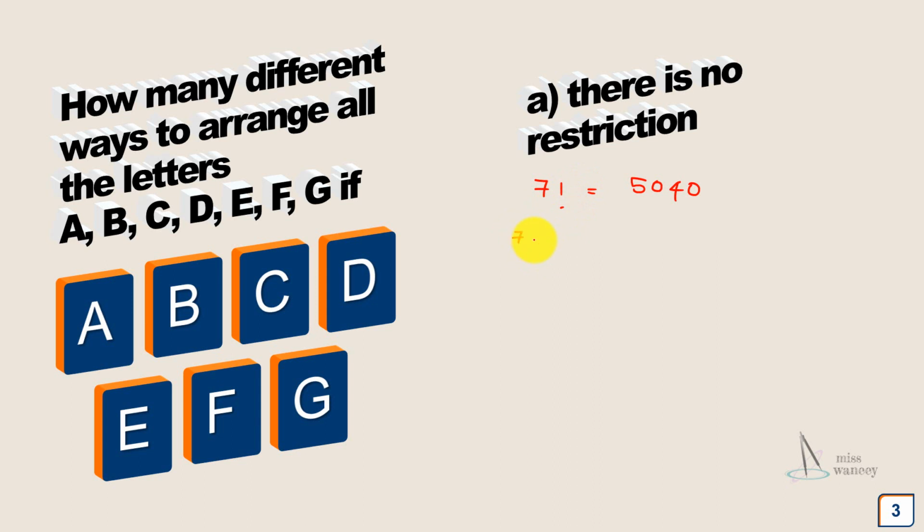But of course, you can also use 7P7 because out of 7, we are arranging all of them. So 7P7, which is also 5040. Or you can have a few boxes for them. So 7 letters, that means 7 boxes.